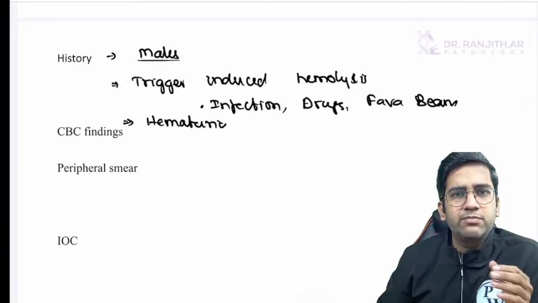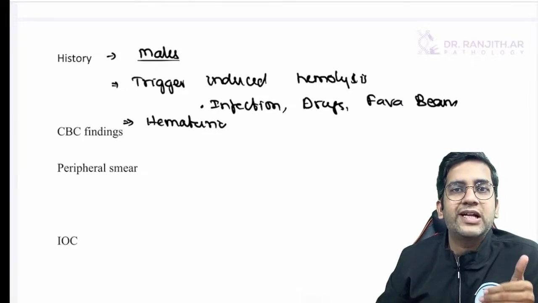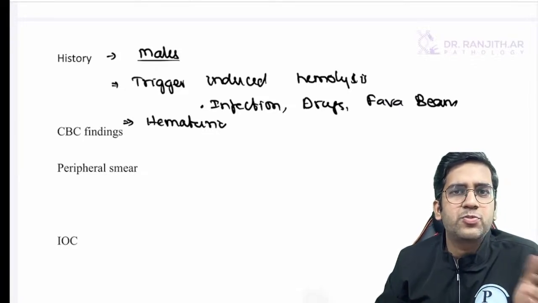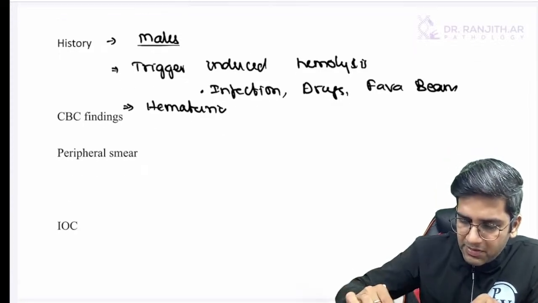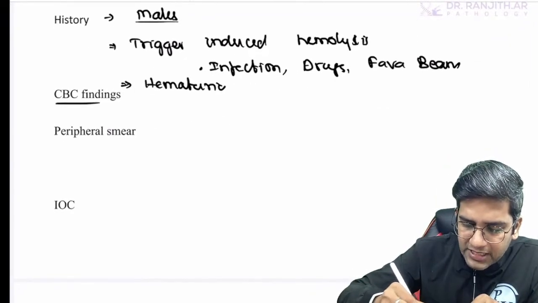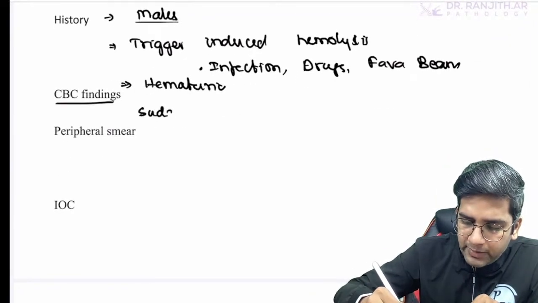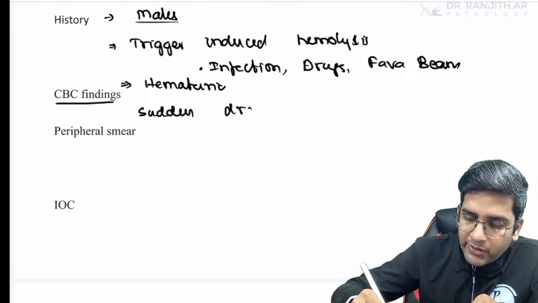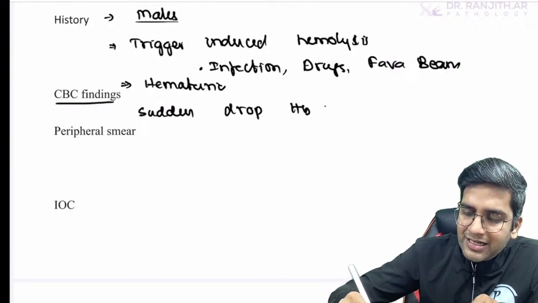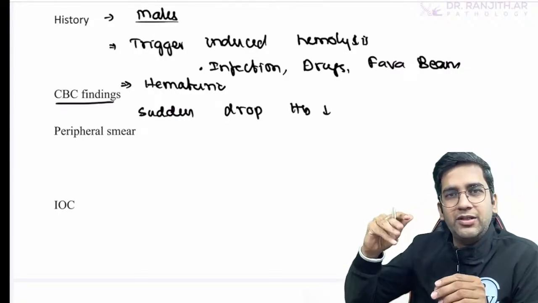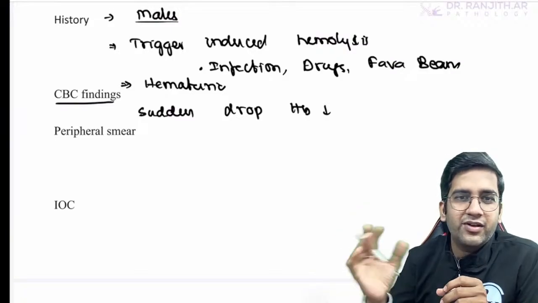Why trigger, Samantha? It's simple. Only when there's a trigger, you'll have more reactive oxygen species, and that will cause more damage, fine? CBC, I don't have any classical findings apart from a sudden drop in hemoglobin. Because it's trigger induced, it will be completely normal. Suddenly there will be a hemoglobin drop. I think of a trigger induced lysis, right?